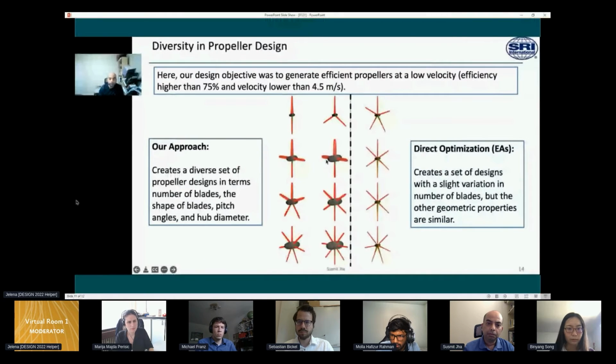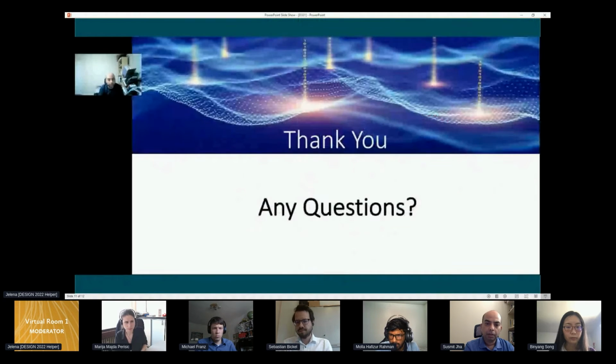These are different designs that we create, and you will notice that they are quite diverse. We have different numbers of blades, different diameters, and so on. On the right-hand side, what you're seeing are the designs created through direct optimization using evolutionary algorithms, and we observe that they are quite similar in nature. So our approach is able to maintain higher diversity. Thank you.